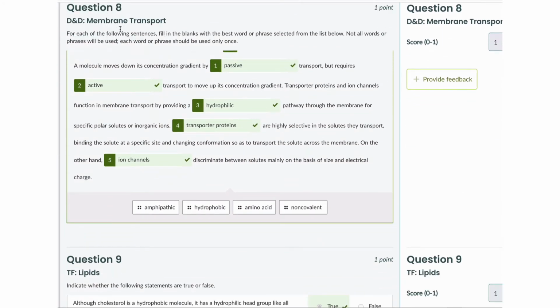Question 8. This is a drag and drop question, fill in the blank, about membrane transport. A molecule moves down its concentration gradient by passive transport, but requires active transport to move up its concentration gradient. Transporter proteins and ion channels function in membrane transport by providing a hydrophilic pathway through the membrane for specific polar solutes or inorganic ions. Transporter proteins are highly selective in the solutes they transport, binding the solute to a specific site, changing conformation so as to transport the solute across the membrane. On the other hand, ion channels discriminate between solutes mainly on the basis of size and electrical charge.